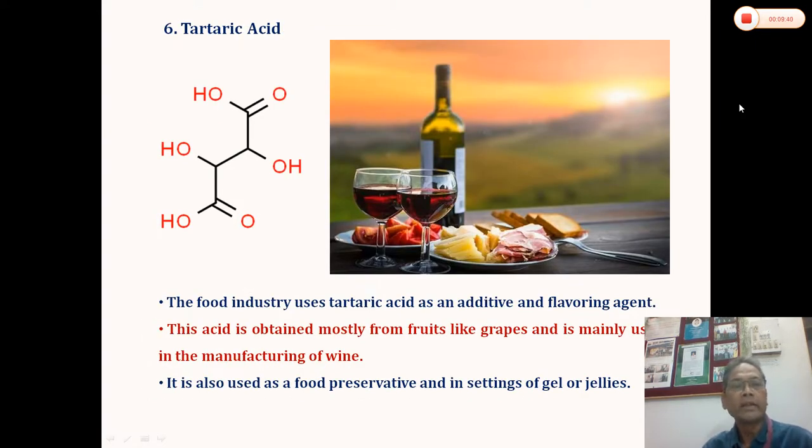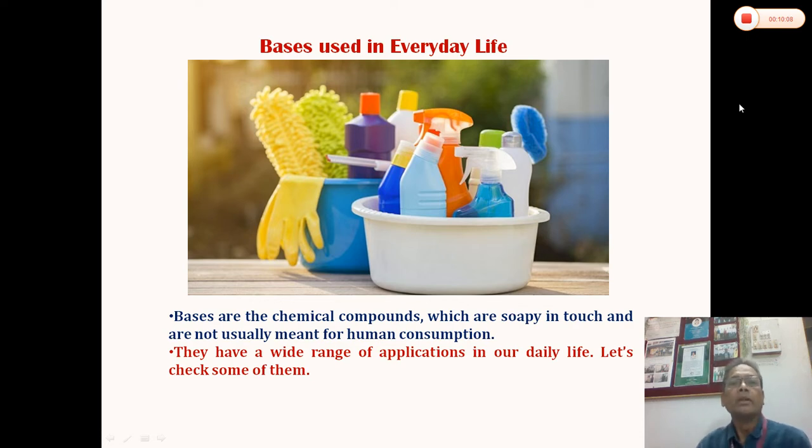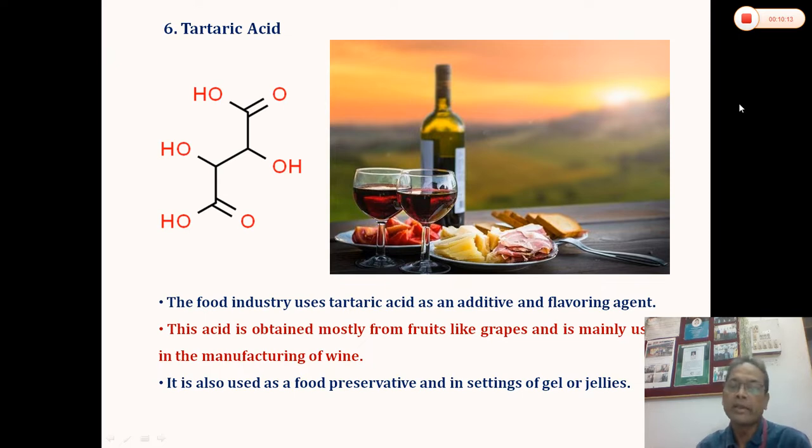Then tartaric acid. Tartaric acid is a dicarboxylic acid. The food industry uses tartaric acid as an additive and flavoring agent. This acid is obtained mostly from fruits like grapes and is mainly used in the manufacture of wine. It is also used as a food preservative and in setting of gel or jellies that we use in our food. The preservation of jellies is because of the presence of tartaric acid in them.